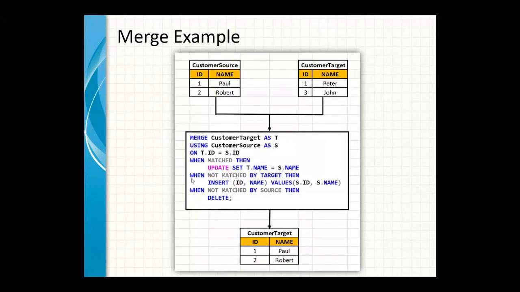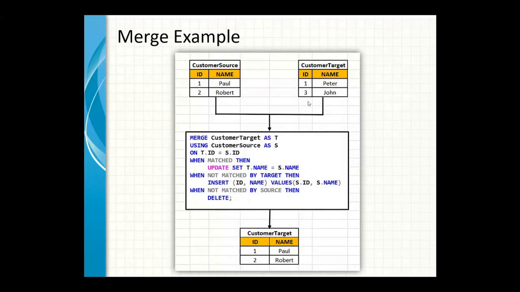Now we have the three conditions. WHEN MATCHED, that means when IDs are present in both the tables, then we want to update. So we are updating the target table value with the value coming in from the source table. WHEN NOT MATCHED BY TARGET, that means the value is present only in the source table. So 2 Robert is present only in the source table and not in the target table, then we want to perform an insert. So we are inserting that row into the target table from values coming in from the source table.